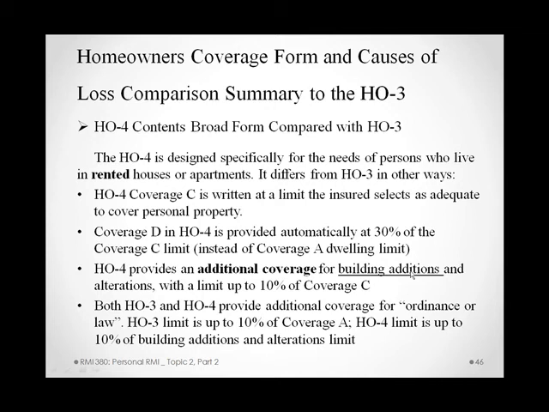One example would be what we've just talked about, the floor. If you're handicapped and the new ramp you put at the house so that you could get access to the house would also be covered as additional. Finally, both HO3 and HO4 provide additional coverage for ordinance or law. The HO3 limit is up to 10% of coverage A. Since HO4 does not really have coverage A, the limit is 10% of the building additions and alterations limit.